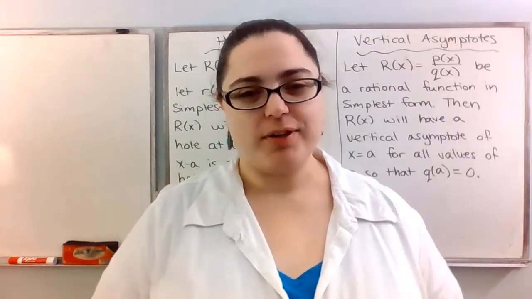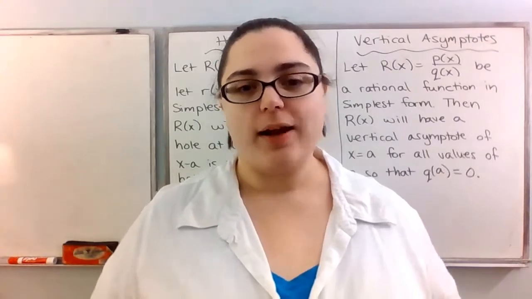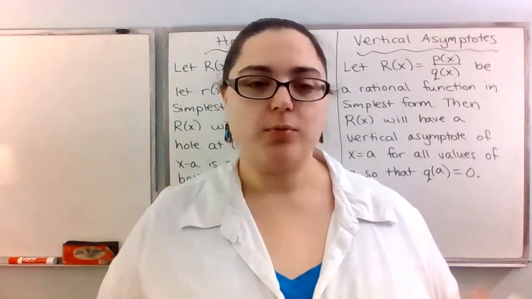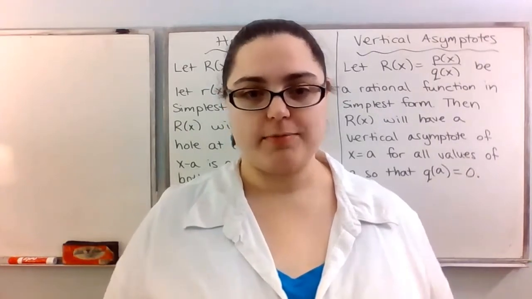So in this video, we're going to be looking at rational functions and trying to figure out when a rational function will have a hole and when it will have a vertical asymptote, a horizontal asymptote, or an oblique asymptote.